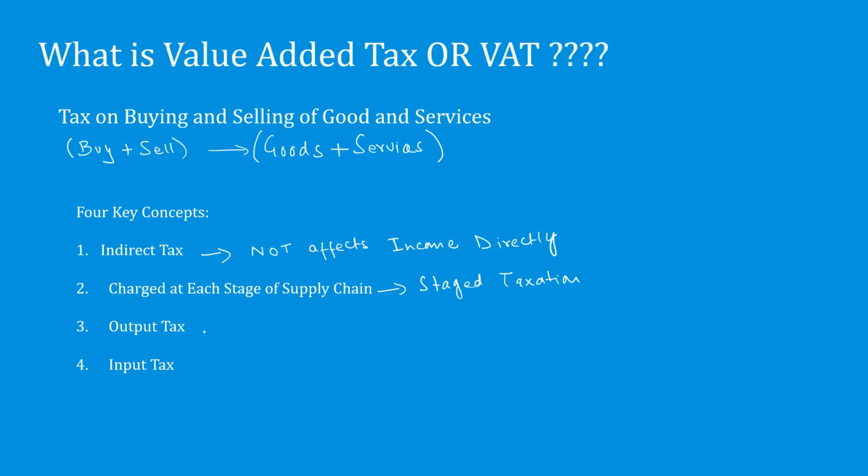Number 3, output tax. Any tax that we charge while selling something is called output tax. So, charge on sales. Number 4, input tax. Any tax that we pay on purchases is called input tax.